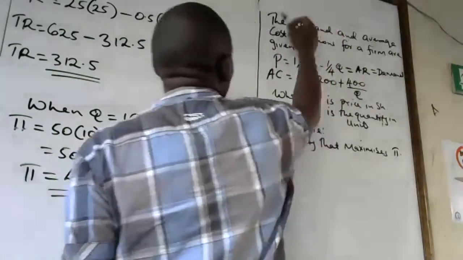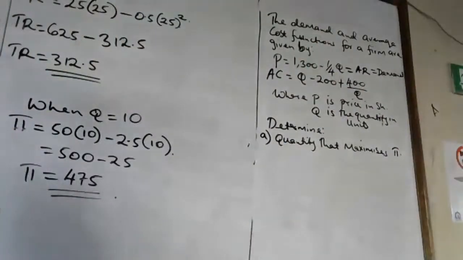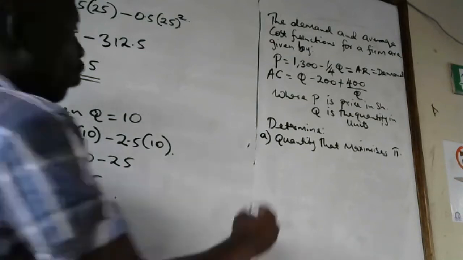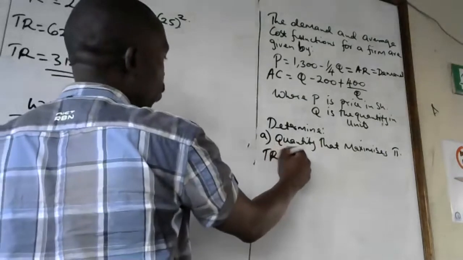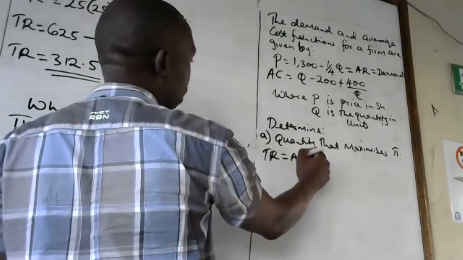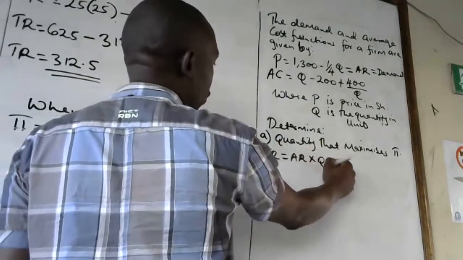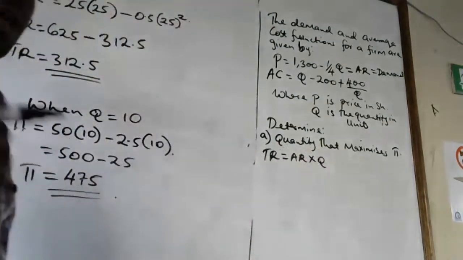And actually, we are told that it is the demand function there. You don't have to struggle in this question. Whenever you are told it's the price, just know that that is the revenue for one, or it is the average revenue. So your total revenue, we say it is average revenue times Q, or price times Q.